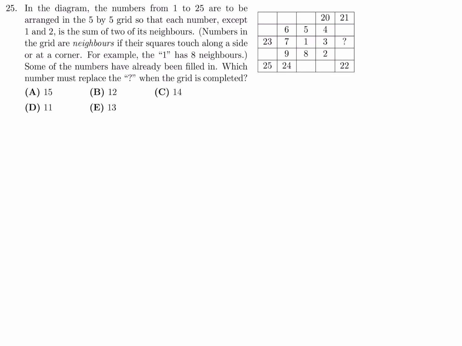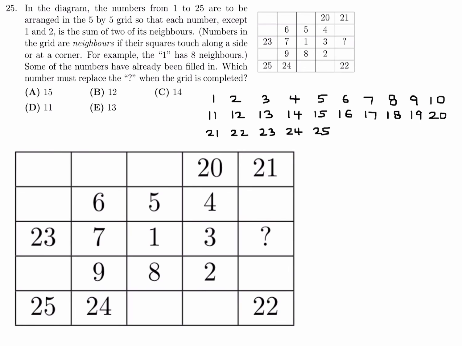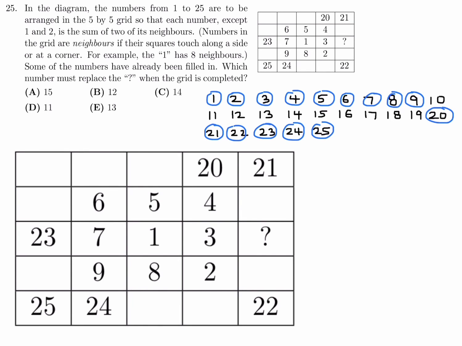Okay, now our task is to complete this diagram. So let's go for it. I've blown it up a little bit, and what I'm going to do on the side is write down all the numbers from 1 to 25, and we're going to start crossing out numbers that have already been filled in. A lot of these have already been filled in: 1, 2, 3, 4, 5, 6, 7, 8, 9. We've also got 20, 21, 22, 23, 24, 25 already put in. So we only have 10 numbers to actually fill in: 1, 2, 3, 4, 5, 6, 7, 8, 9, 10.